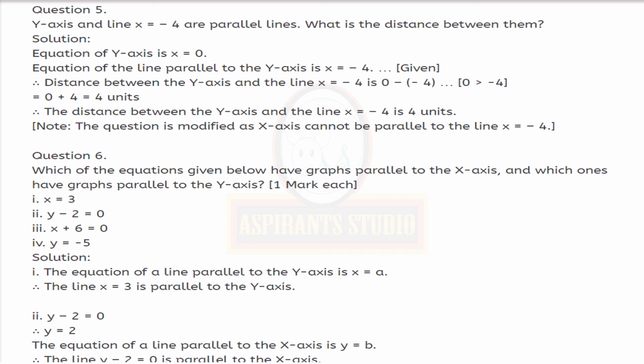Now coming to the next one. y minus 2 is equal to 0. Therefore y becomes equal to 2. When you take minus 2 to the other side of the equal to sign, it becomes plus 2. So y is equal to 2. The equation of a line parallel to the x-axis is y is equal to b. Therefore the line y minus 2 is equal to 0 is parallel to the x-axis.